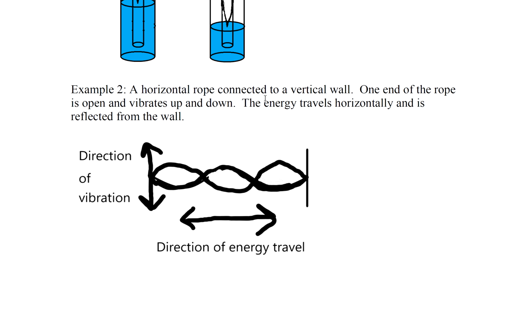Another example is a horizontal rope connected to a vertical wall. One end of the rope is open and vibrates up and down. The energy travels horizontally and is reflected from the wall. So here we have two waves. The direction of the vibration creates one wave, and then the wave bouncing back from the wall creates the other wave.